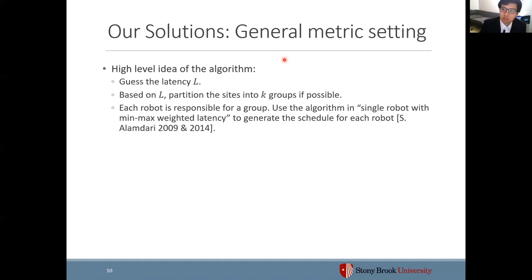So let's talk about the general metric setting. And let me show you the high-level idea of the algorithm. We first try to guess the latency L, and based on this L, we partition the sites into K groups if possible. Each robot will be responsible for a group, and for how they patrol on the group, we use the algorithm provided in Elmaliach 2009. It's a single robot with min-max weighted latency.